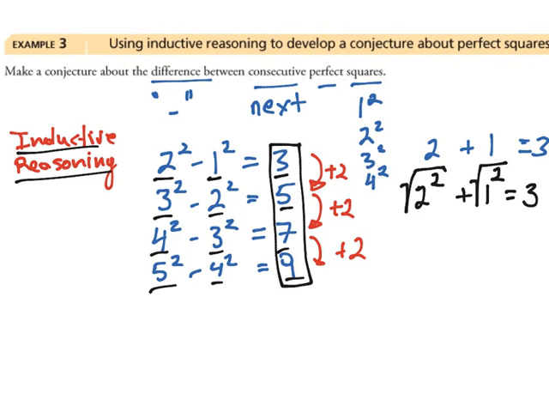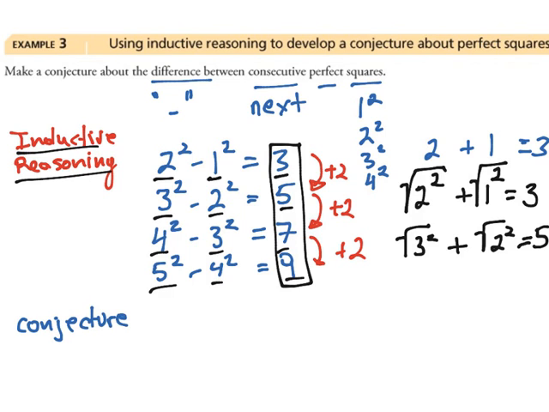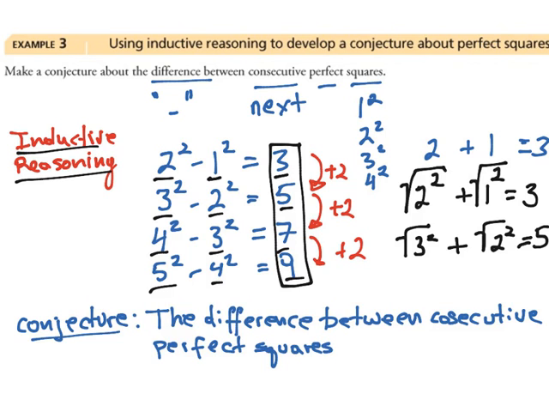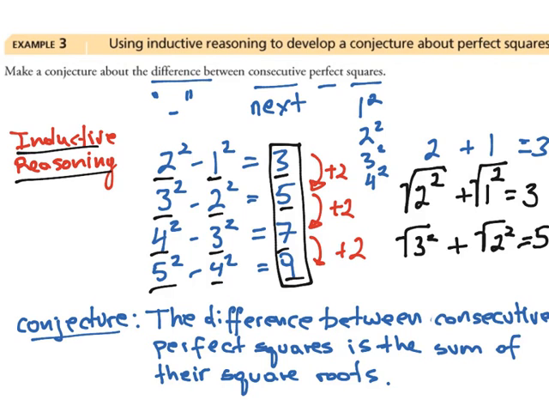Same thing we could do with 3 squared, the square root of that, plus the square root of 2 to the power of 2. And we'll get a 5. So based on this idea, we can come up with the conjecture: the difference between consecutive perfect squares is the sum of their square roots.